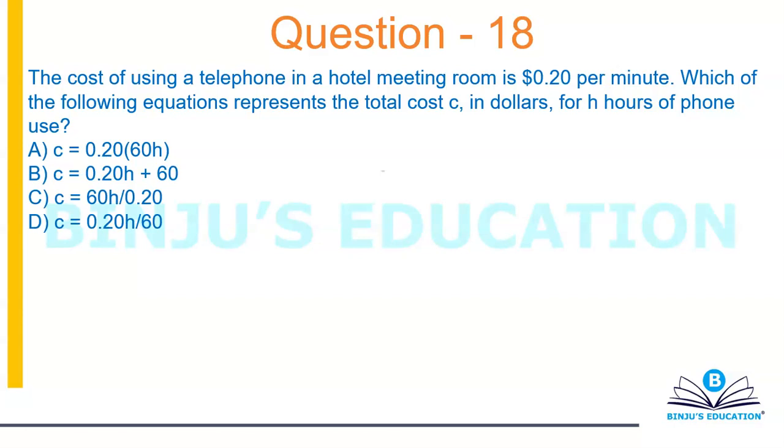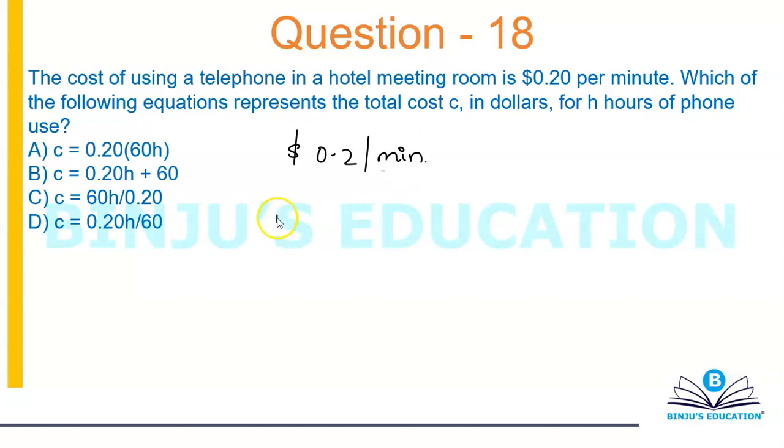All right. Let's see how we can solve this one. The cost of using a telephone in a hotel meeting room is $0.2 per minute. Which of the following equations represents the total cost C in dollars for H hours of phone use? It is $0.2 for 1 minute.